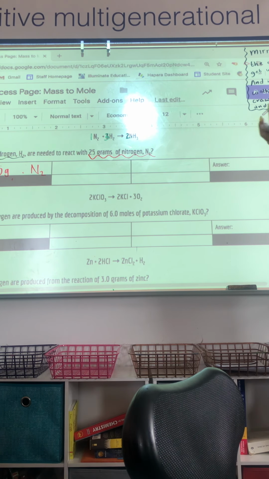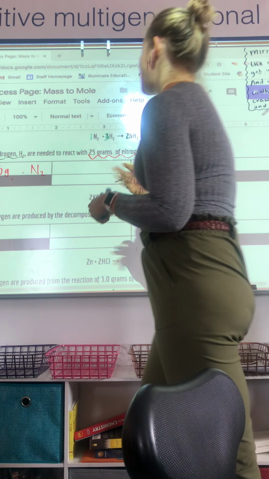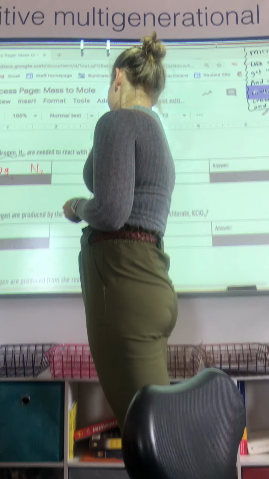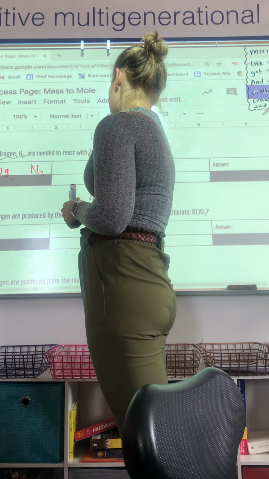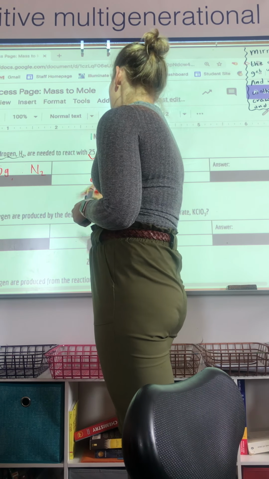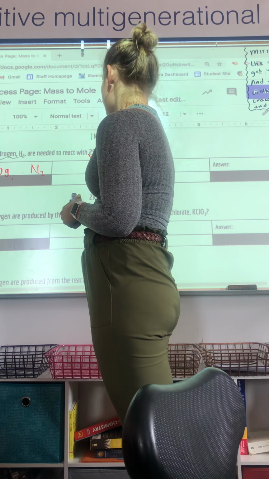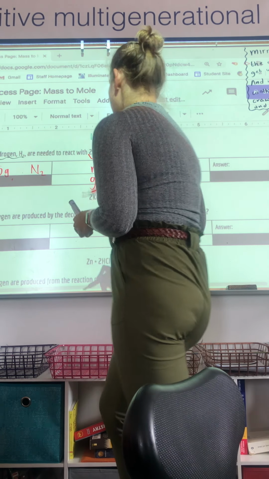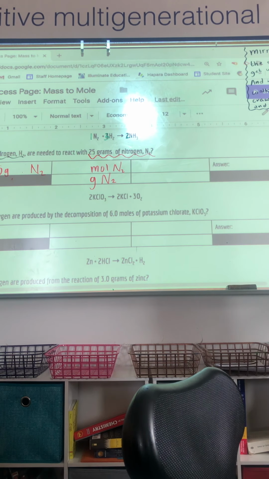What is the heart of the matter? What does everything go through? The mole. So I need to cancel out grams. How do I do that? Put it on the bottom. I put grams of N2 on the bottom. And I need to get this to moles of N2. Because that way I'll be able to transfer the substance.